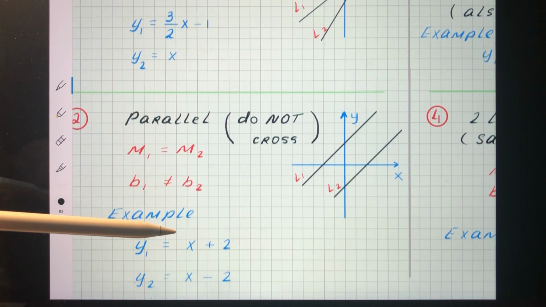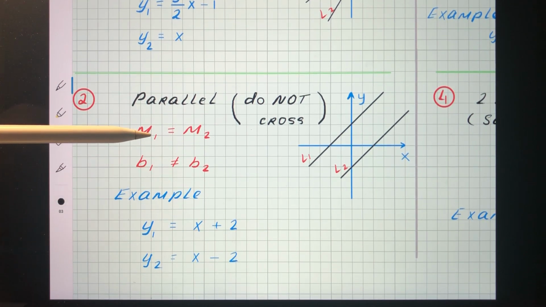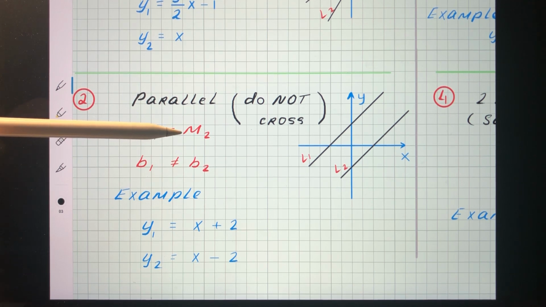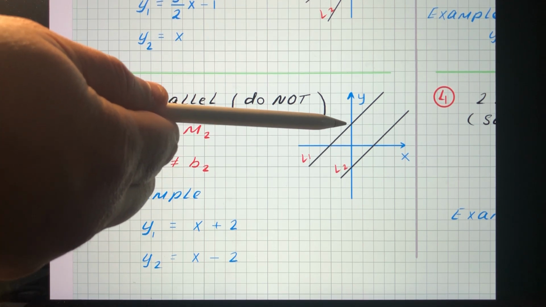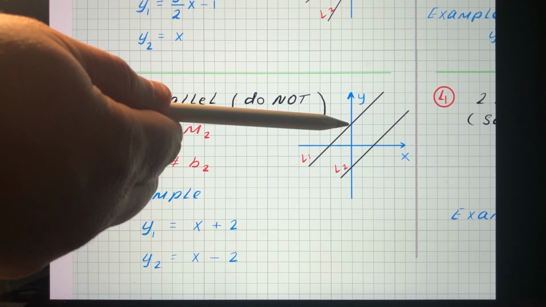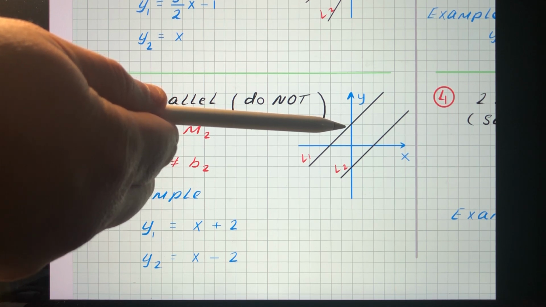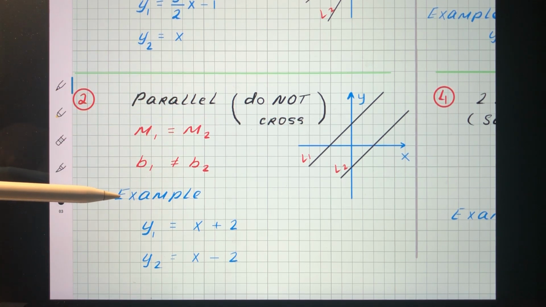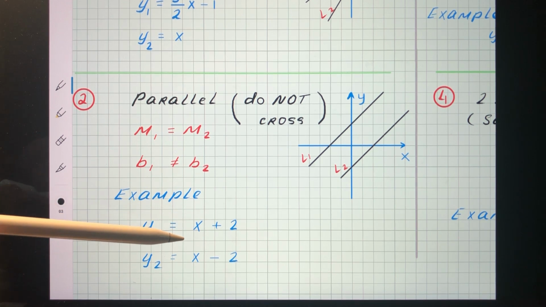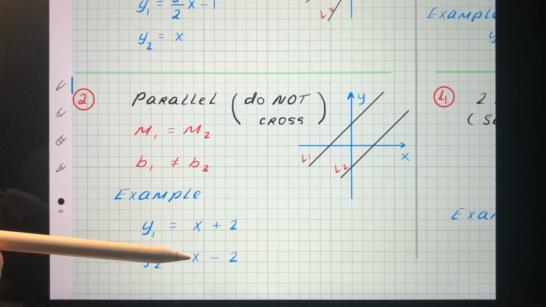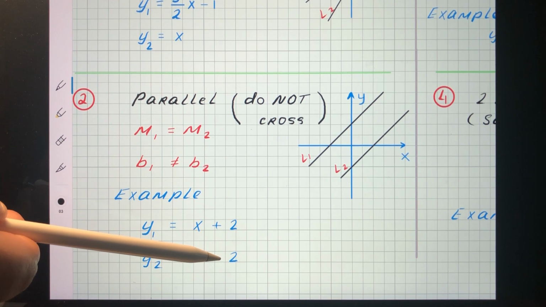The second possibility is we may get two lines that are parallel. If they are parallel, they do not cross, and that also means that the slope from line 1 and the slope from line 2 are exactly the same. The y-intercepts are two different numbers because the two lines have to be spaced apart, otherwise they will be the same line. The example is here are two different lines. The slopes are the same, both have a slope of 1, the y-intercepts are different.